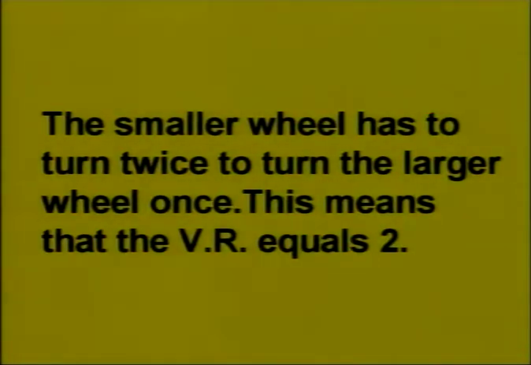Because it has fewer teeth, it will have to turn twice to turn the larger wheel once. All right, that is especially for the gears. Now, that small wheel is a driving wheel, and it will have to turn the larger one, which is a driven wheel.